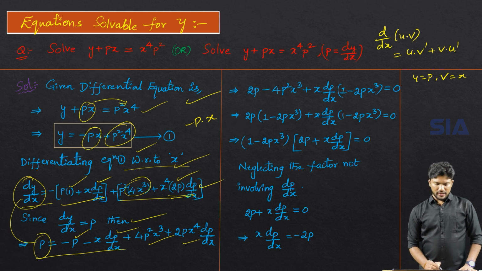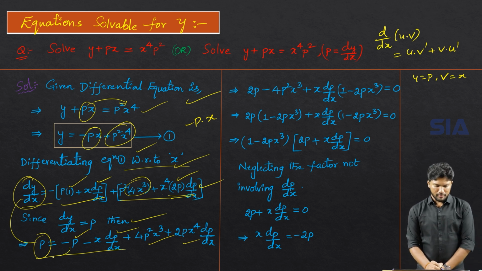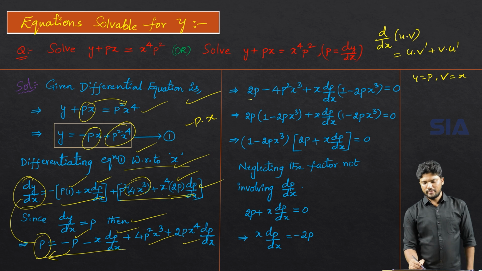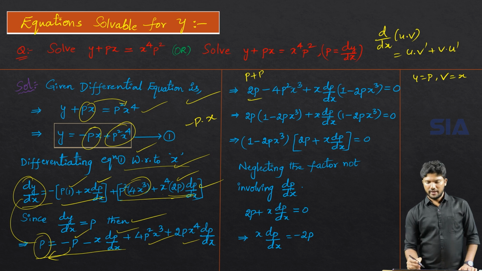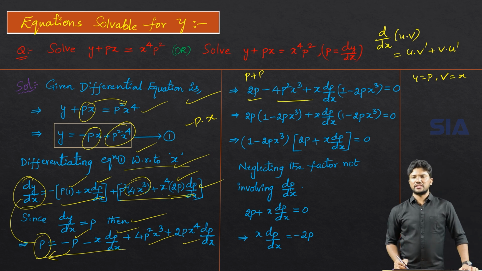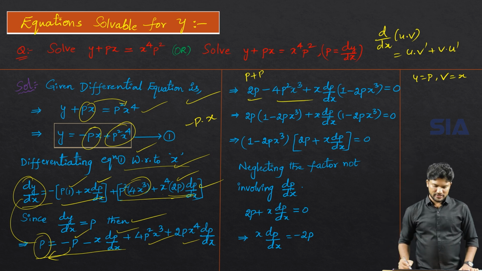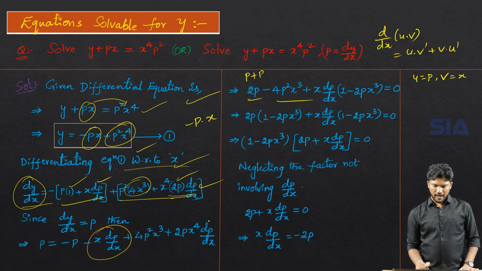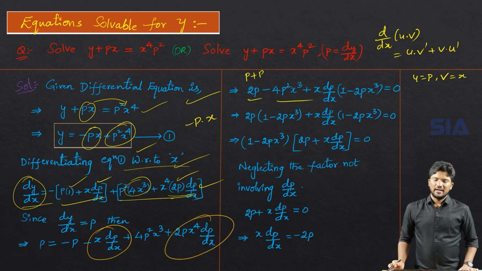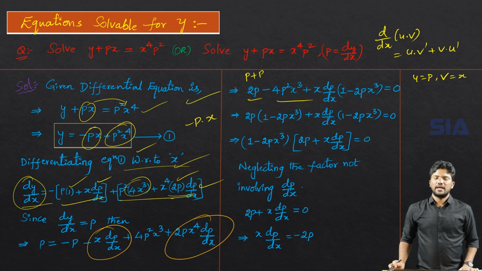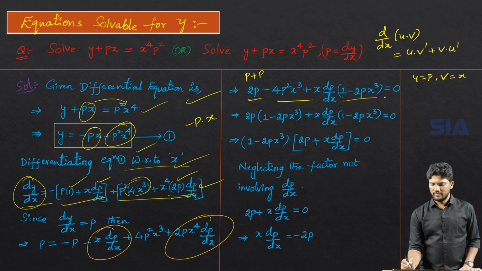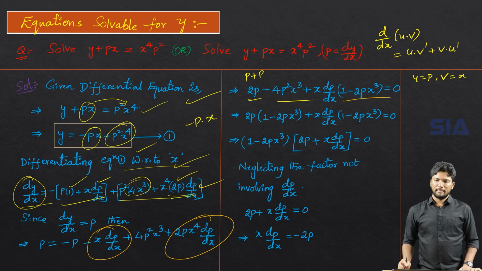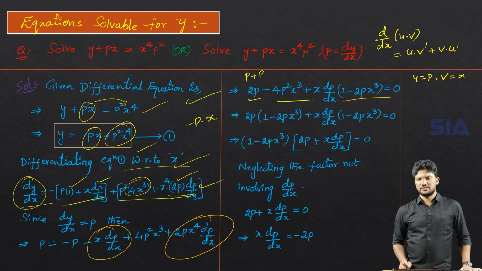So when you send this minus p to LHS, it will become plus p, so p plus p you will get 2p. 2p equal to 4p square x cube plus x dp by dx. Okay, from these two terms, take x dp by dx common, then you will get 1 minus 2p x cube equal to 0.